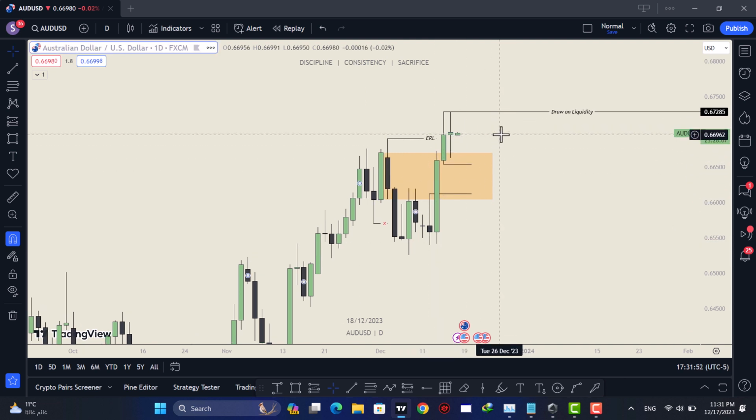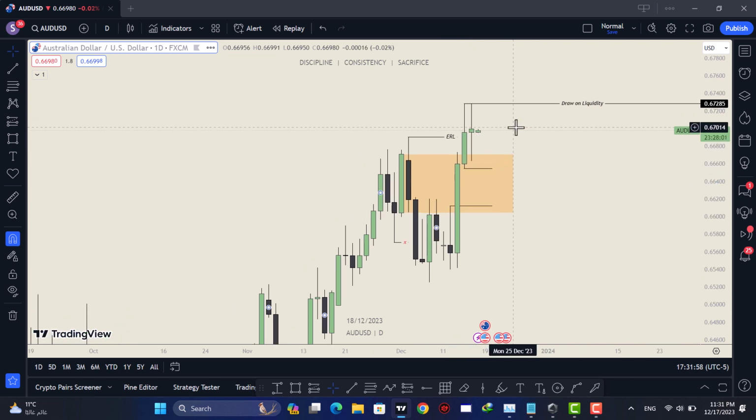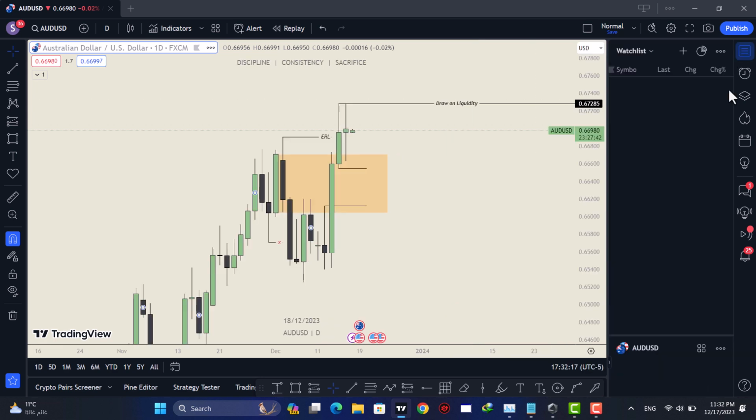Now my point of interest is this fair value gap, this unicorn, and then we would push higher to this draw on liquidity, which is clear equal highs. So again, I want to see price retrace to here, and then maybe see 1 hour market structure shifts or any reversal patterns, doesn't matter, and then the lower time frame. Let's go to another pair.